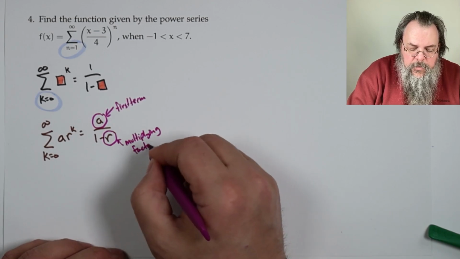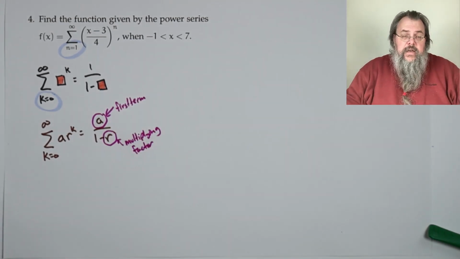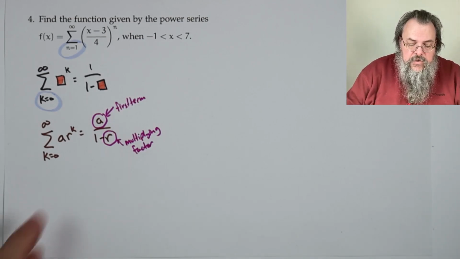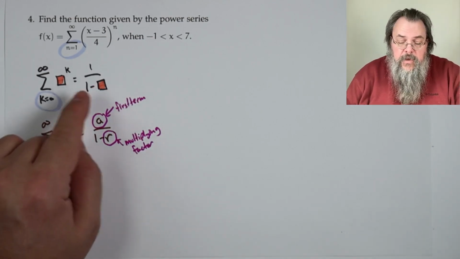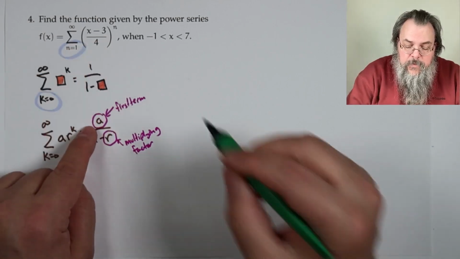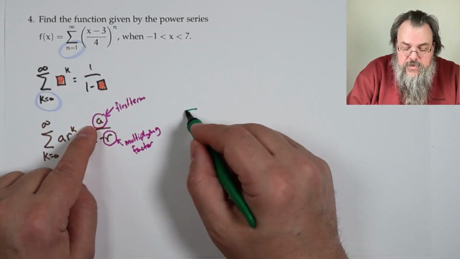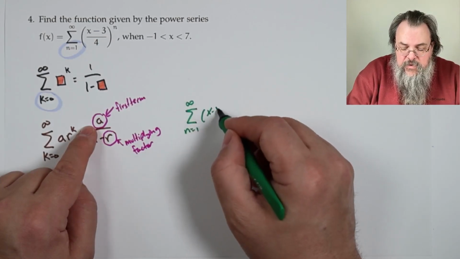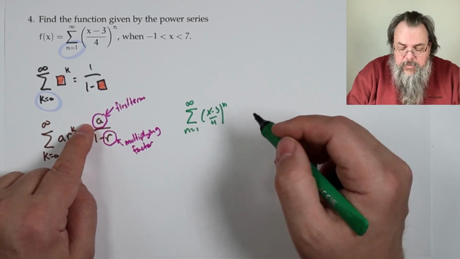So what you multiply by at each stage. And so for us, we say, okay, this is geometric. We just have to say, what's our first term? The first term is you plug in n equals 1. So first term for us, we have our sum, n equals 1 to infinity, (x minus 3 over 4) to the n. So this is geometric.